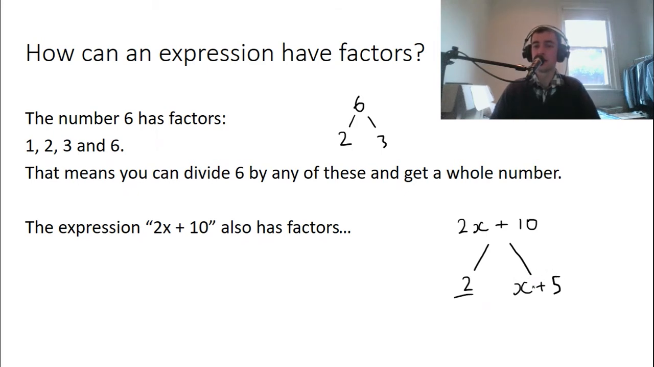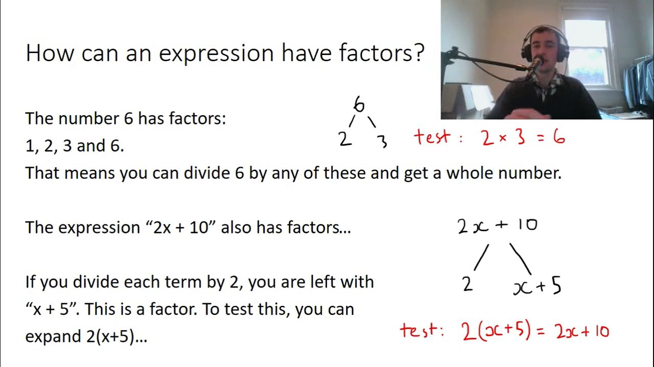And so this is a factor, and that's also a factor. And you can see that there's no decimals or fractions in this. The only numbers here are 5, and x has a coefficient of 1. So there's only whole numbers here, and that's why it's a factor.